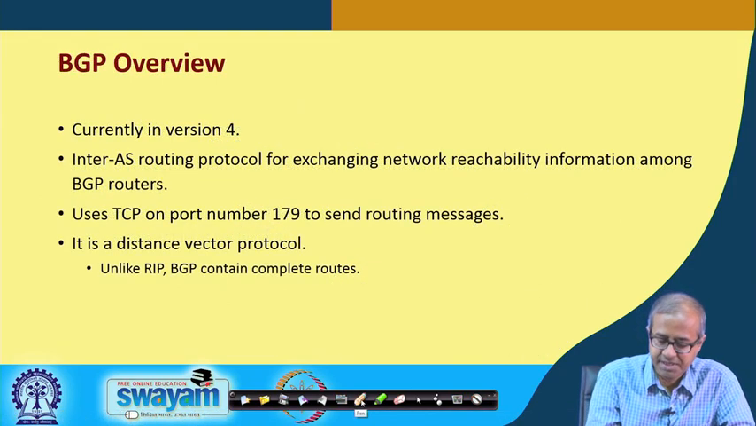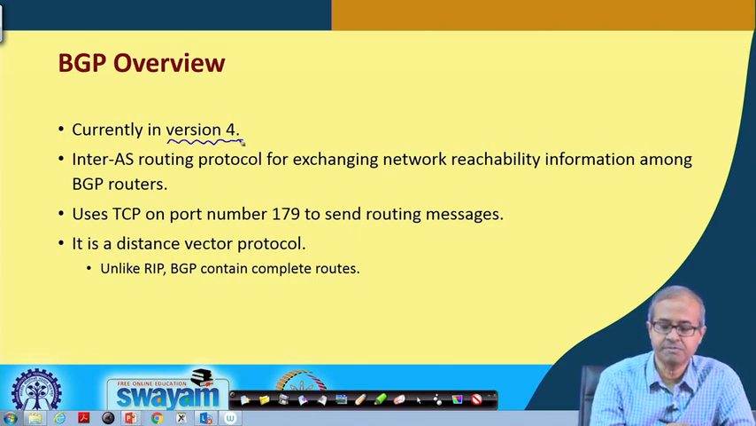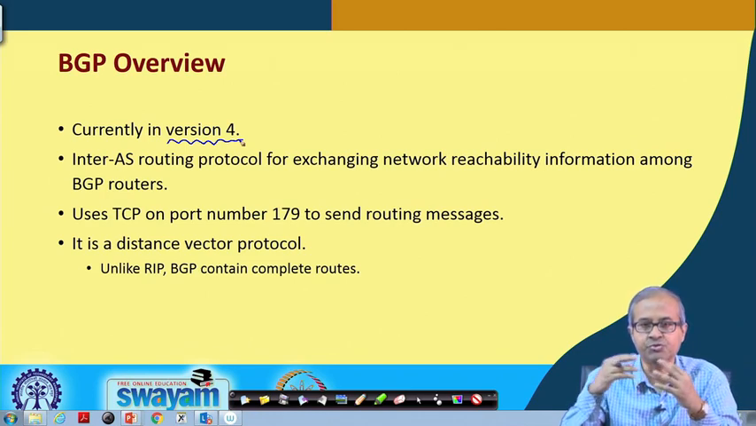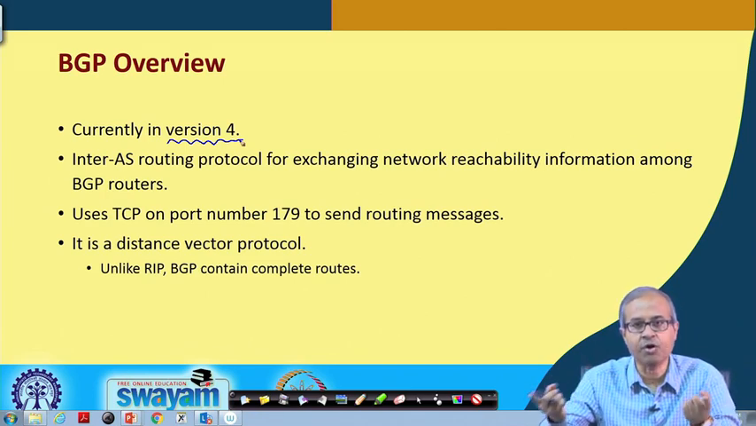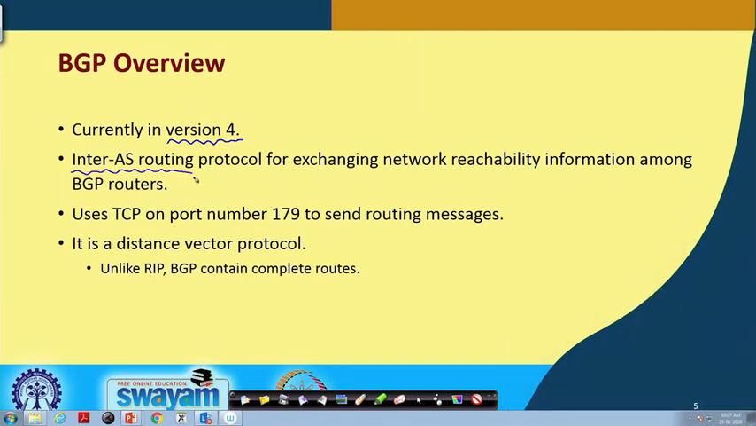Now, BGP comes in various versions. Presently, version 4 is most common, and it is used to communicate between routers which are across autonomous systems, which we call inter-AS routing. Inter-AS means across two different autonomous systems, and for exchange of the messages it uses TCP with well known port number 179. So, port number 179 is reserved for BGP packet transmission.